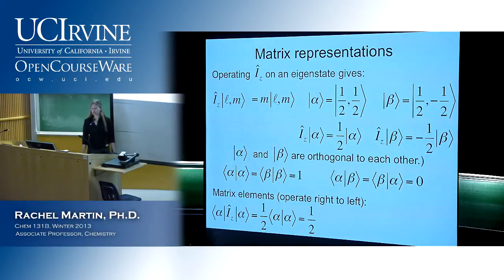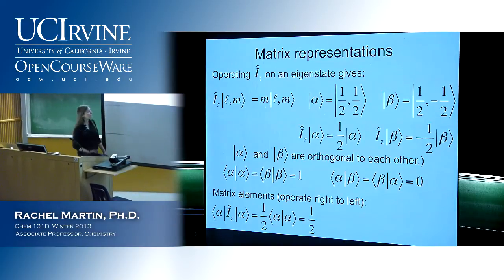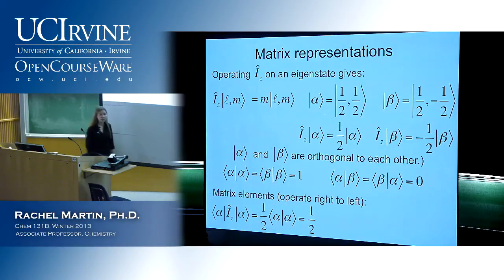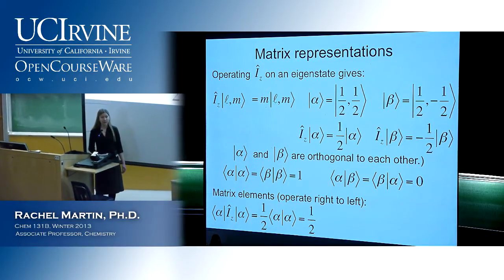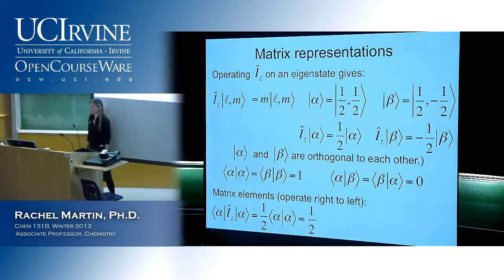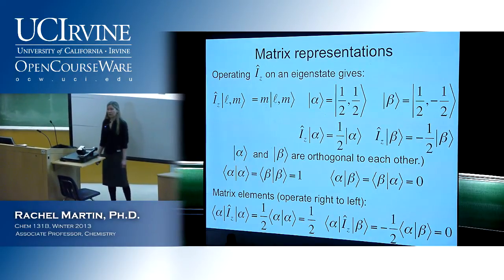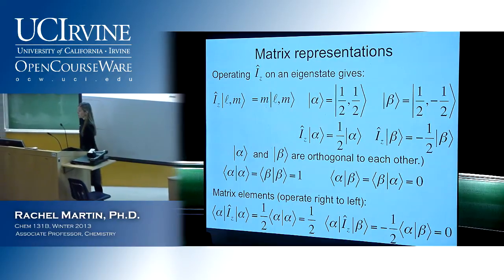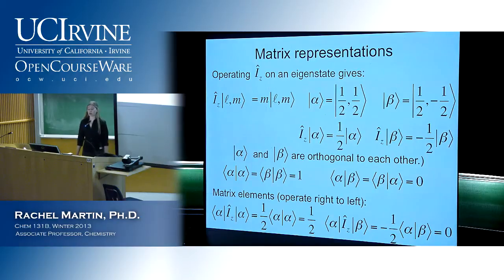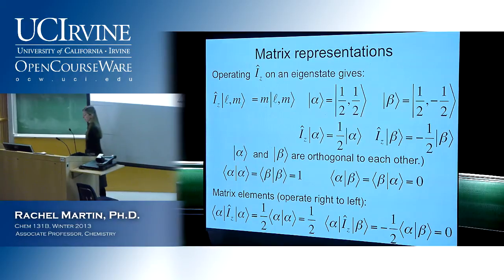OK, so if we have the alpha alpha matrix element, that means that first we operate IZ on alpha, and we get, of course, 1/2 alpha. And then we can pull the scalar out of that. And so we just get 1/2 alpha alpha, and that gives us 1/2. If we do the same thing for the matrix element for alpha beta for this IZ operator, the first thing we have to do is operate IZ on beta, which gives us minus 1/2 beta. Again, you can pull the constant out in front. And you can see that this matrix element gives you 0.